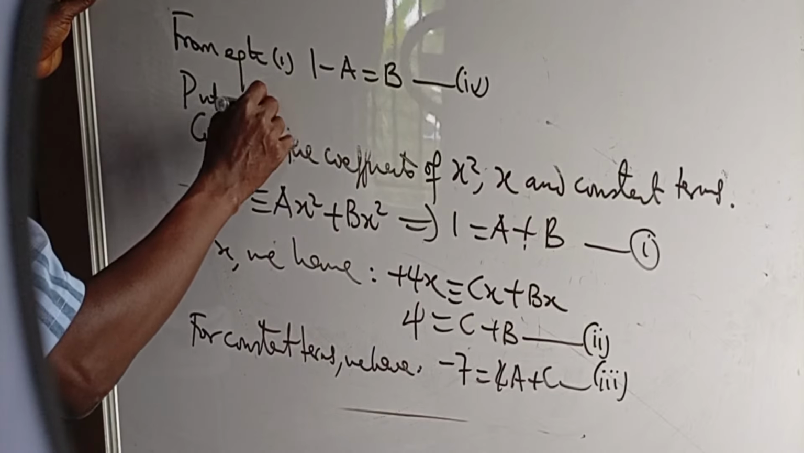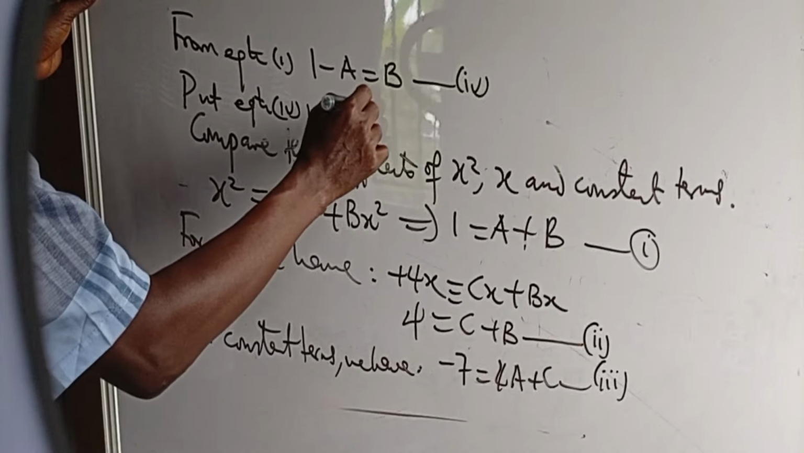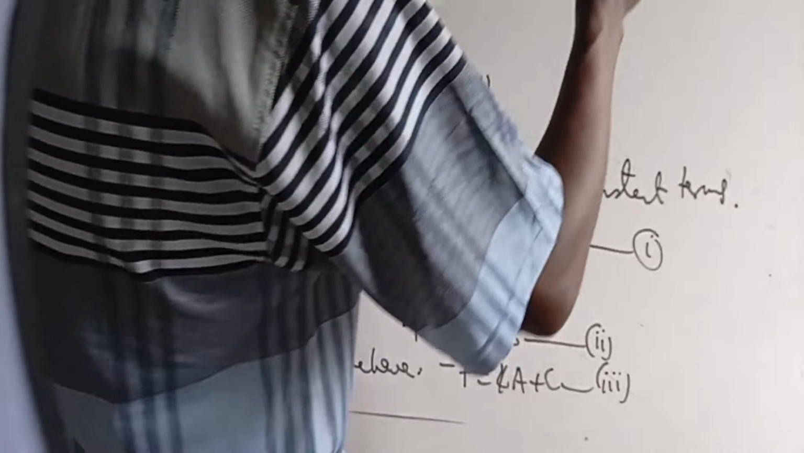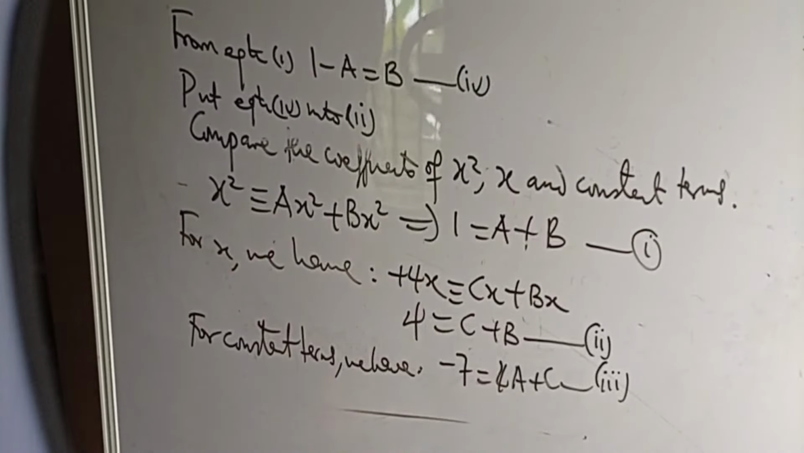Now put equation 4 into 2. Don't be confused. I will show you. Let me write them somewhere so that I will not have issues. 4 equals c plus b. Minus 7 equals 4a plus c. So we have 2, we have 3. I've written them somewhere, so I won't have issues.